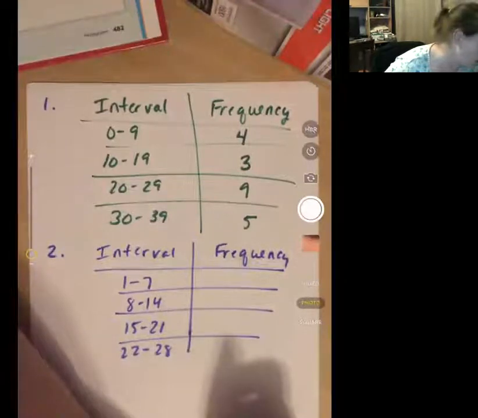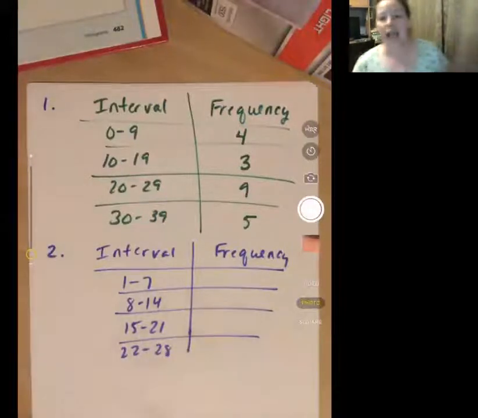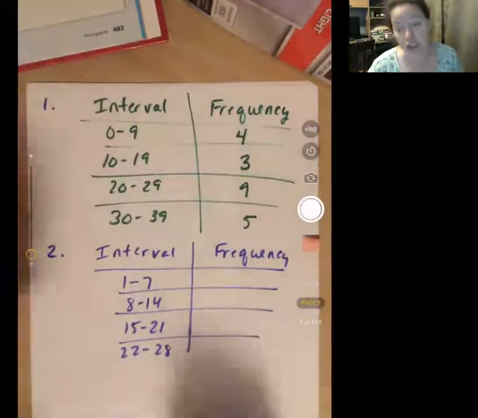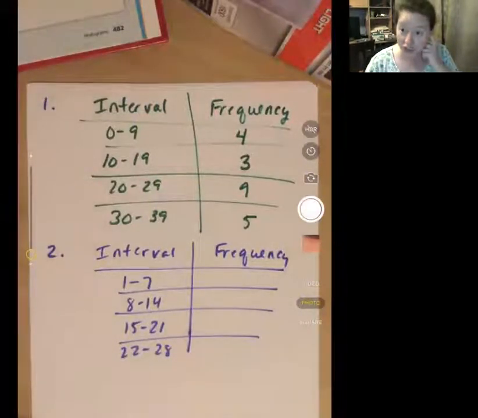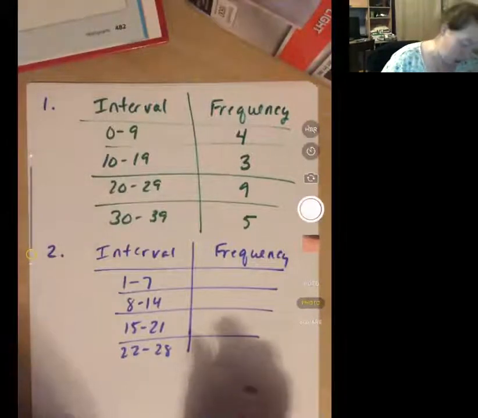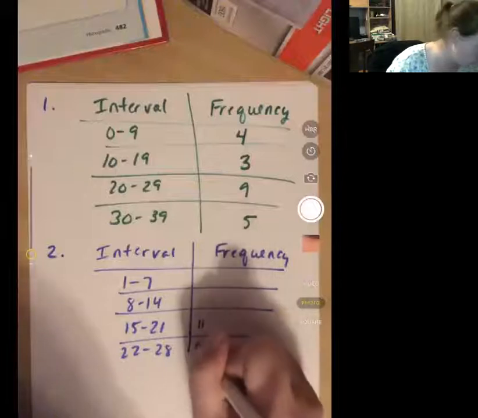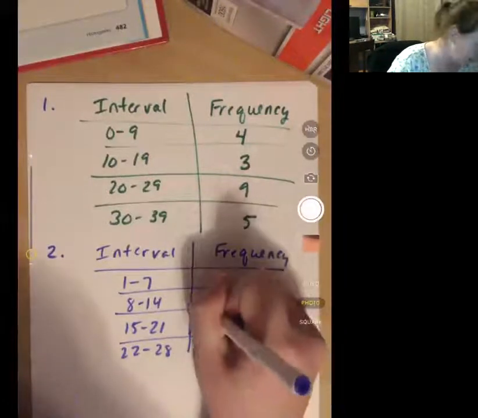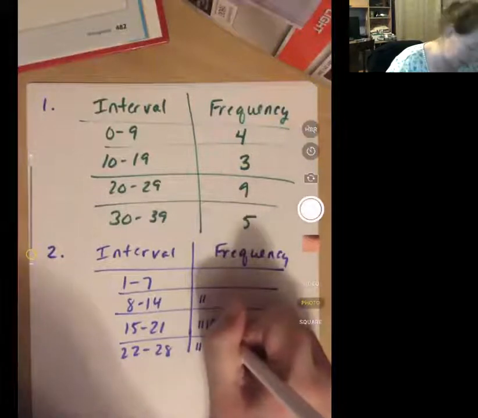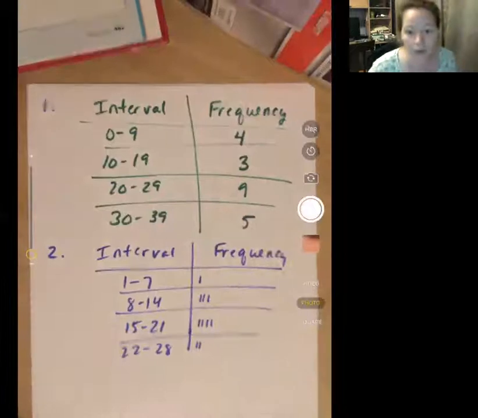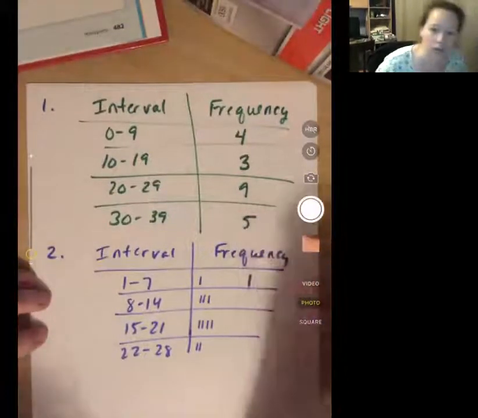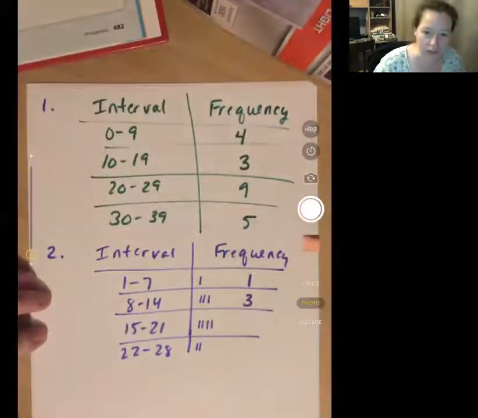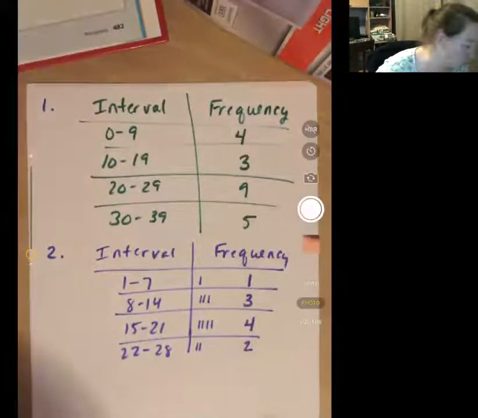All right, this one is a little out of order. So this is what I'm going to do to figure out how it is. I'm going to put little tally marks there, and then I'm actually going to write down what the number is after I finish tallying everything up. So I have 18, 20, 22, 26, 10, 12, 16, 18, 7, 8. Okay, so I have 1 from 1 to 7, 3 from 8 to 14, 4 from 15 to 21, and 2 from 22 to 28.